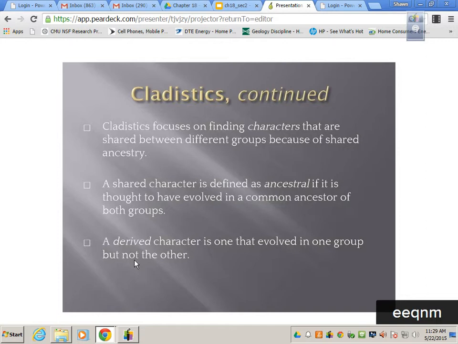And a shared character is defined as ancestral if it is thought to have evolved in a common ancestor of both groups. So a derived character is one that evolved in a group but not the other.